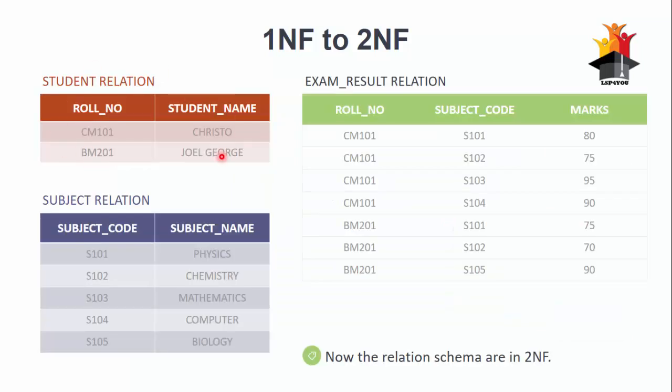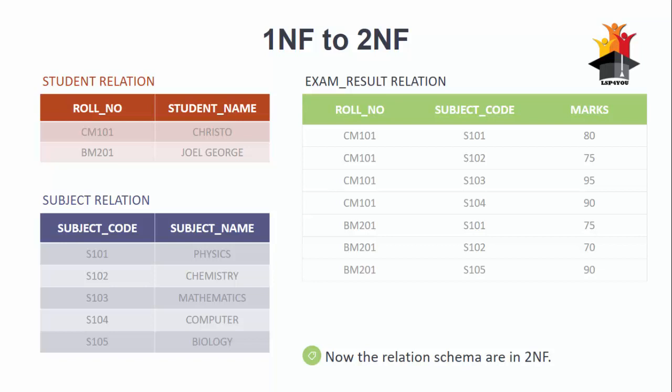Okay, now the student relation contains the roll number and student name. Subject relation contains subject code and subject name. An exam result relation contains roll number, subject code, and marks. Now the relation schemas are in 2NF. We can check the lossless join and dependency preservation property here. See, we can join these three relations with the use of common attributes. Roll number is common to these two and subject code is common to these two relations.